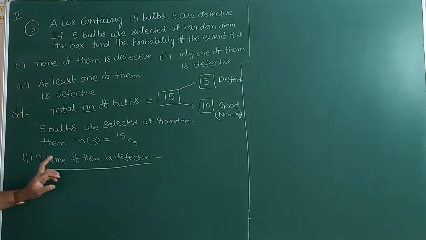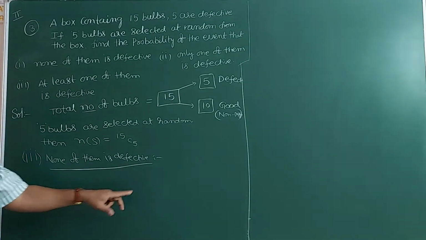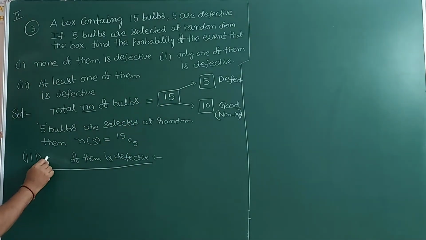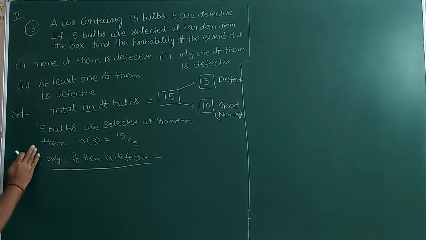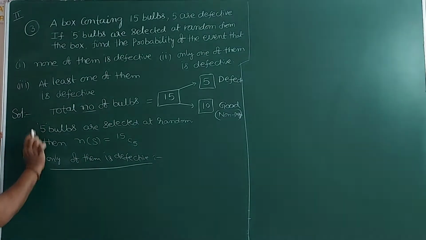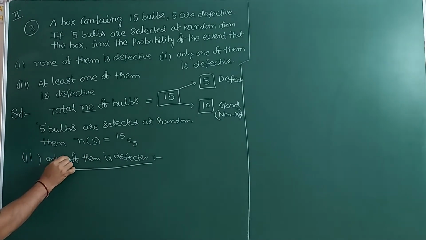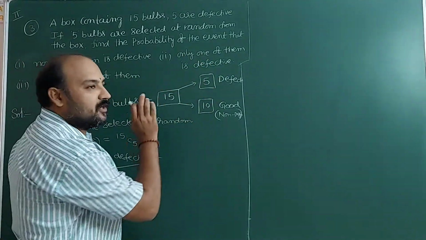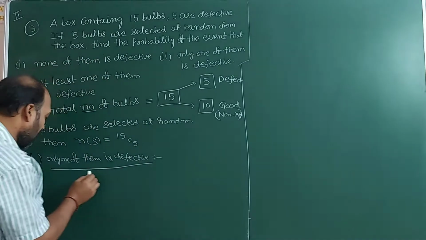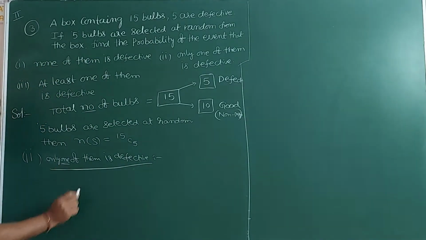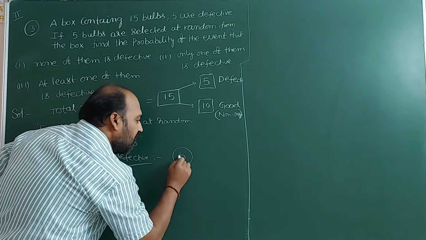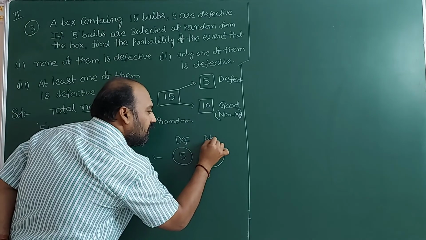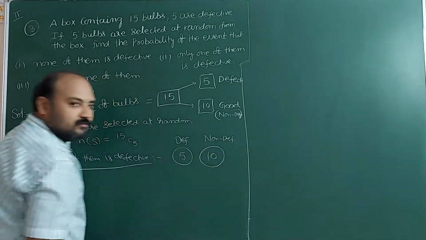See here, dear students, none of them is defective, no? Sorry. Yes, only one of them. Only, this is the second one, not the third one. Only one of them is defective. How many defective bulbs are there? How many good bulbs are there? Here one of them is defective. So 5 defective bulbs, 10 non-defective, that means good bulbs.